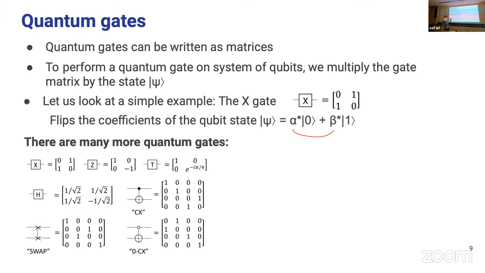Of course, there are many more quantum gates. Not all of them operate on a single qubit. Some of them can operate on two or even more qubits. One I want to talk about in particular is the CX gate. It's also called the controlled NOT gate, which takes a control qubit as input and also a second qubit which it operates on, and it flips the variables alpha and beta of the second qubit depending on the state of the first qubit. If it's one, they are flipped. If it's zero, then nothing happens to the second qubit.